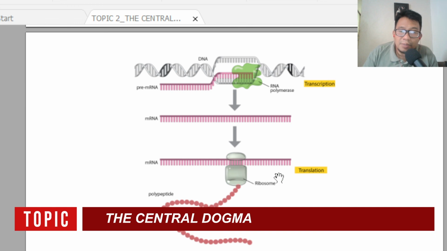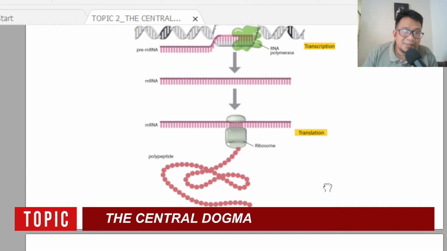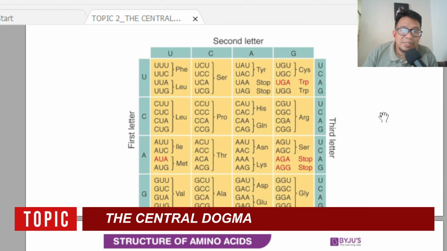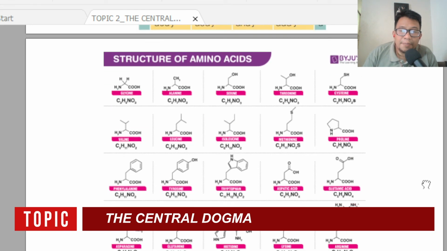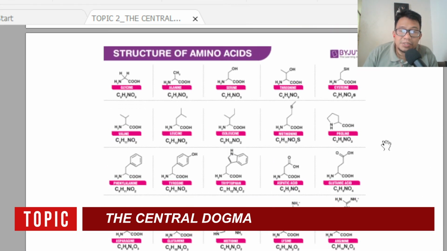Okay, hangtod nga mahuman niya og basa ang tibuok nga mRNA, which is actually shorter compared to the DNA. Then you have now the primary structure of the kaning gitawag nato nga protein. So this is now the structure of the amino acids. Take note that there are 20 amino acids. Okay, 10 of those are essential and 10 are non-essential.